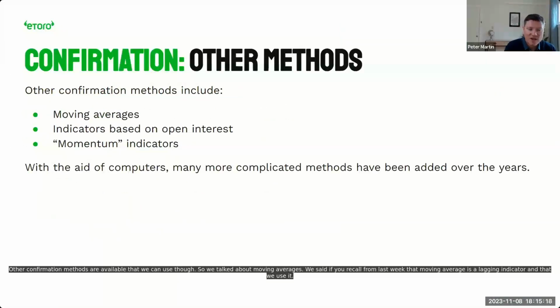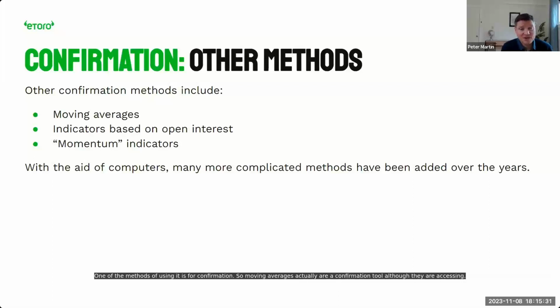Other confirmation methods are available that we can use though. So we talked about moving averages. If you recall from last week, a moving average is a lagging indicator, and one of the ways we use it is for confirmation. So moving averages actually are a confirmation tool, although they are accessing price, so it's not using unrelated data, which is not ideal. If you're looking at a very long-term moving average, that is going to confirm the trend quite nicely.